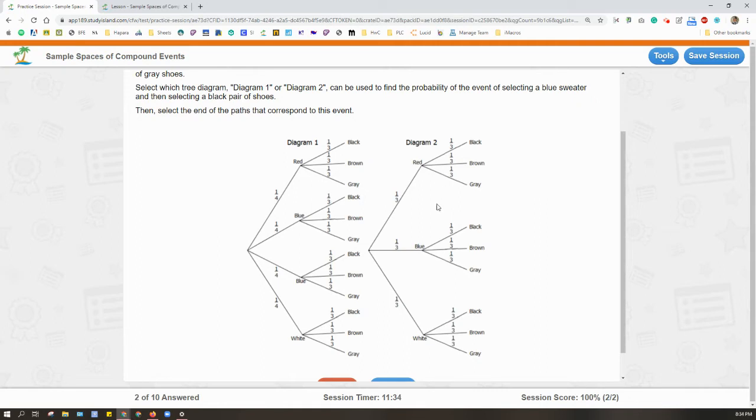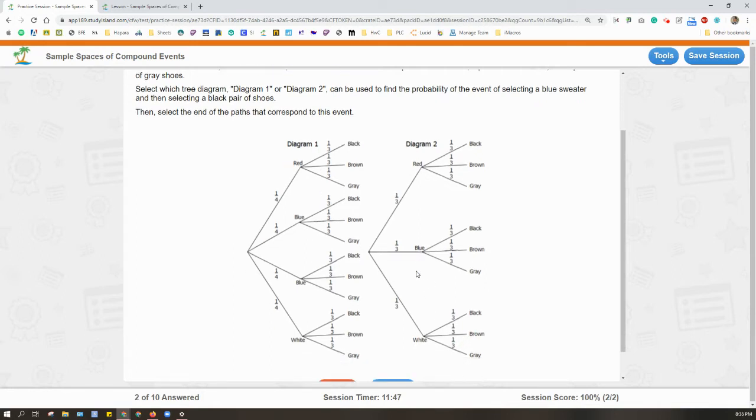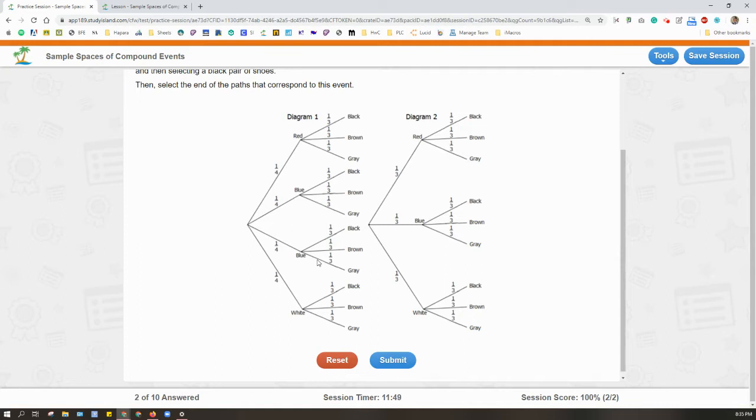Diagram 2 does not work because it treats blue the exact same as red and white. But since there are more blue sweaters than the other two colors, you cannot put the same emphasis on blue as red and white. Blue has more options. So diagram 1 is the answer here.